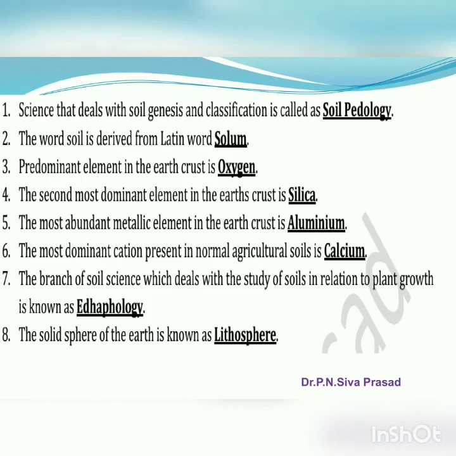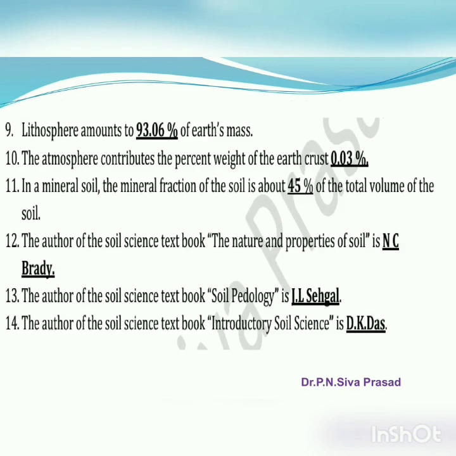Now we will discuss some of the important questions related to the concepts which we have discussed earlier. Solid sphere is called as lithosphere. Branch of soil science which deals with study of soils in relation to plant growth is edaphology. Most abundant metallic element is aluminum. Most abundant element is oxygen. Lithosphere accounts 93% of earth mass.